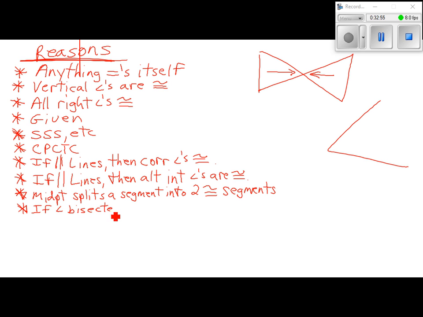If an angle is bisected, then what? What's happening to the angle if it's being bisected? It's split into two congruent angles. I don't like using the word parts because right angles use that abbreviation, and the symbol is a lot shorter. What else?